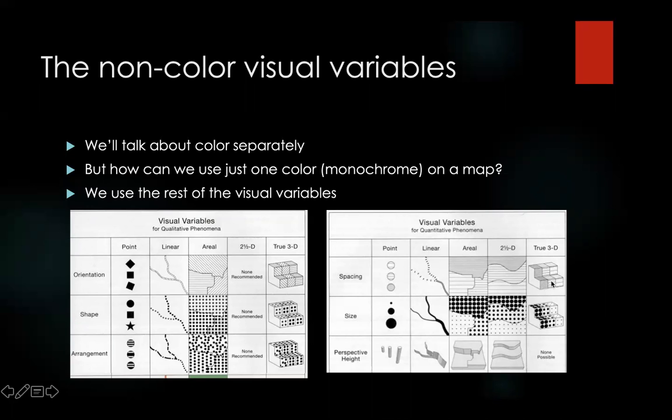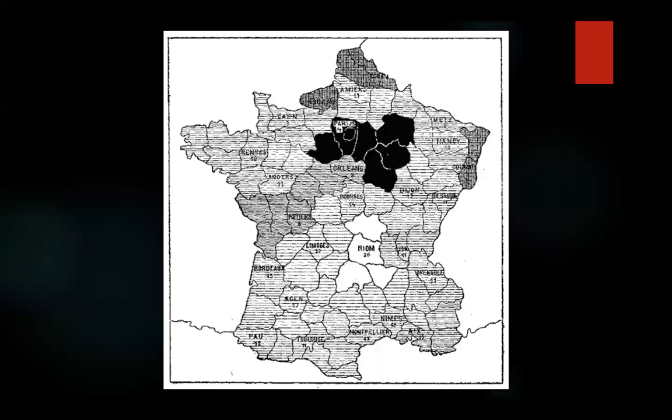Spacing, first off, is good when you have an order to your data. I'm not sure what this map represents, but it's using spacing to show more of whatever the data is. Here we can see that around Paris, there's a darker color, and the spacing is decreased as we get to areas where there's more of whatever we're mapping.